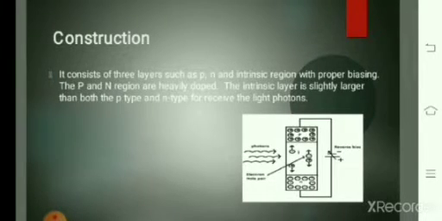Construction of PIN photodiode. The PIN photodiode consists of two layers of semiconductor and one layer of intrinsic material in between them. The semiconductor layers are usually of p-type and n-type. The PIN diode can be constructed in two ways, using planar structure and mesa structure. In planar structure, a very thin epitaxial layer is fabricated on the p-type substrate. This epitaxial layer consists of P plus regions.